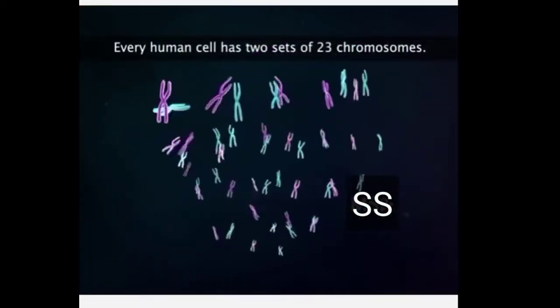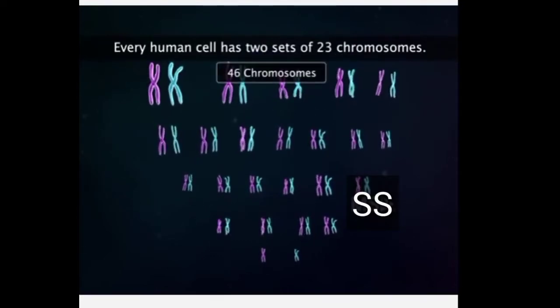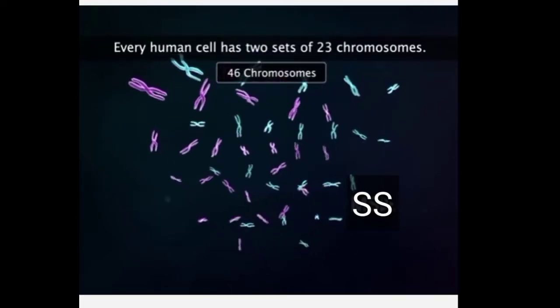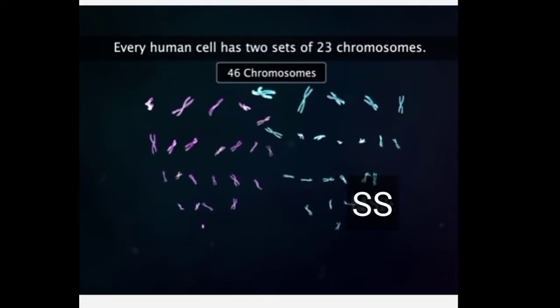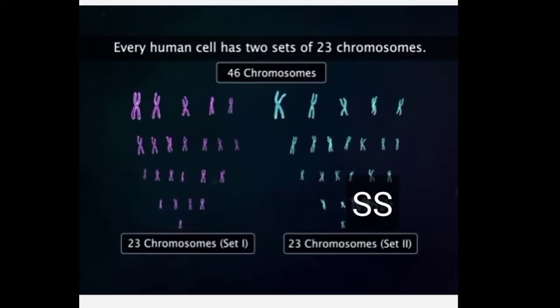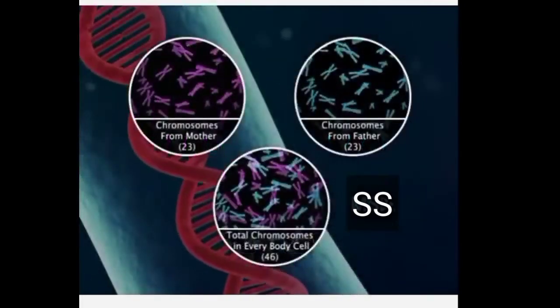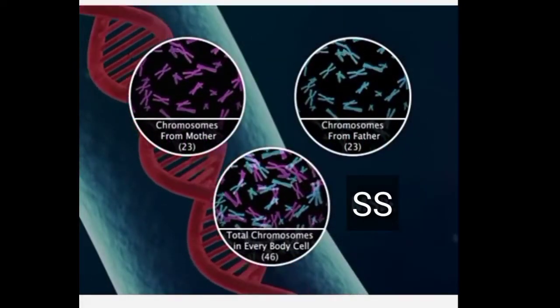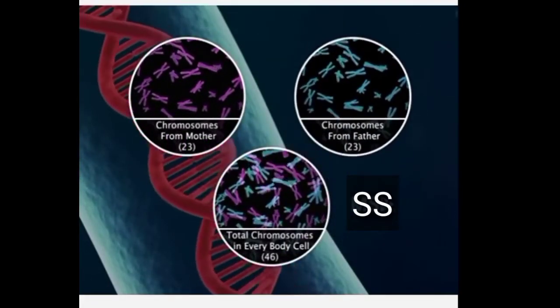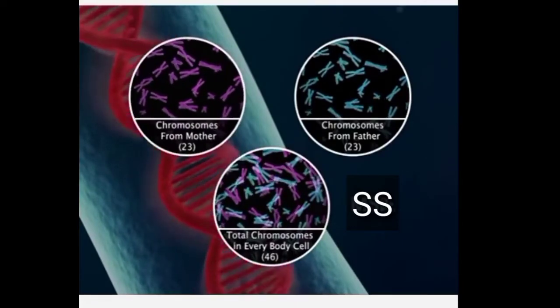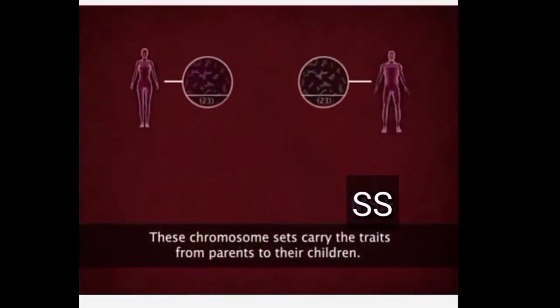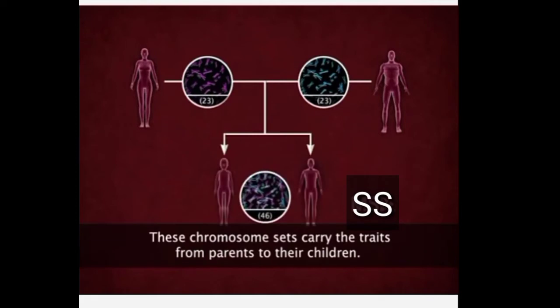Every human cell has 46 chromosomes. These 46 chromosomes are basically two sets of 23 chromosomes. We get one set of 23 chromosomes from our father and the other from our mother. Parents pass the traits to their children via these chromosome sets.